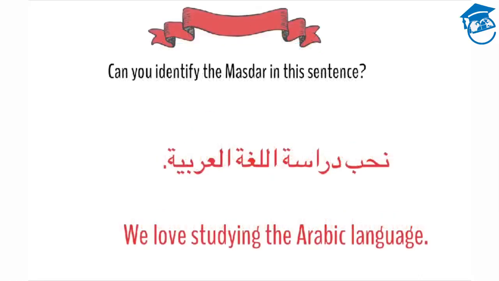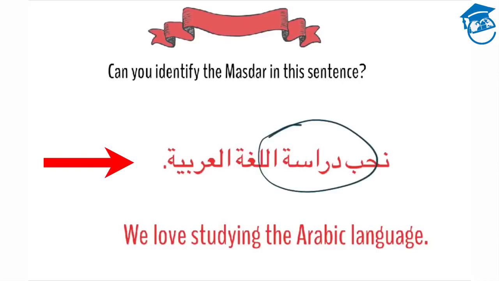Let's look at another example. نحب دراسة اللغة العربية. Can you identify the masdar in this sentence? It means we love studying the Arabic language. Yes, the masdar is dirasa. دراسة اللغة العربية is definite because it's part of an idafa. And here, the masdar is the second verbal action in the sentence. The first one is nuhibbu. Nuhibbu means we like or we love.